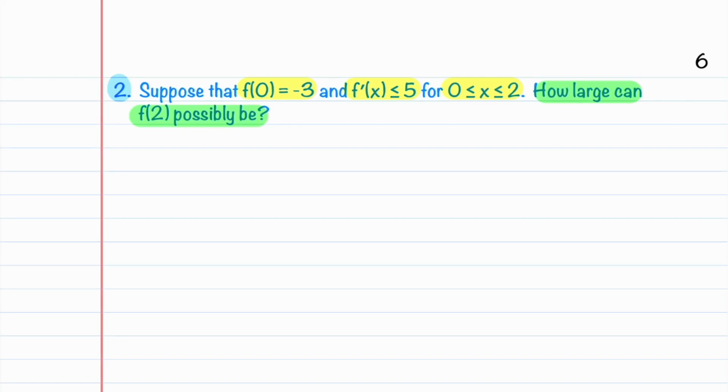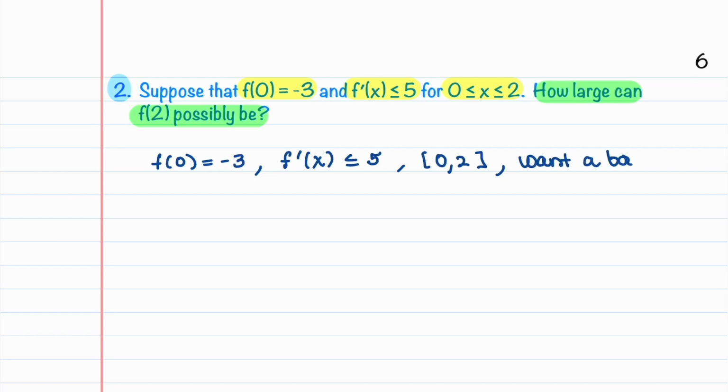Let's go ahead and write down what we're given. We are told that f at 0 is -3. We are told that the derivative, f prime of x, is less than or equal to 5. And the interval that we're working with is from 0 to 2. And we want a bound on f at 2. We're going to use the mean value theorem to solve this.